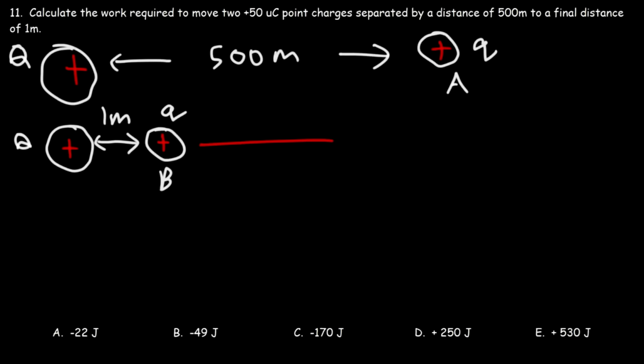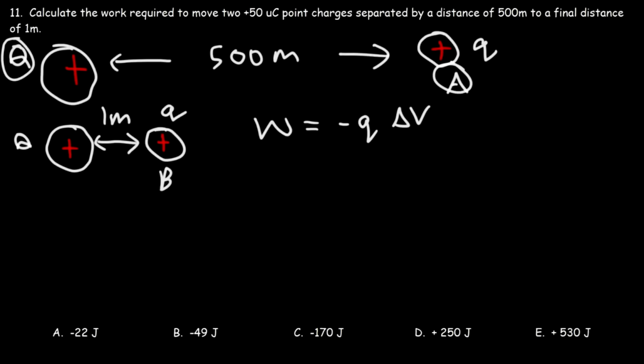So now, how can we calculate the work required? The work required to move a charge through a potential difference is negative Q delta V. Now keep in mind, this charge will create an electric potential at point A. It will also create a different electric potential at point B. Will the electric potential at A be higher or at B due to this charge? The closer you are to that charge, the higher the electric potential. So as you move closer to the charge, as the separation distance decreases, the electric potential increases.